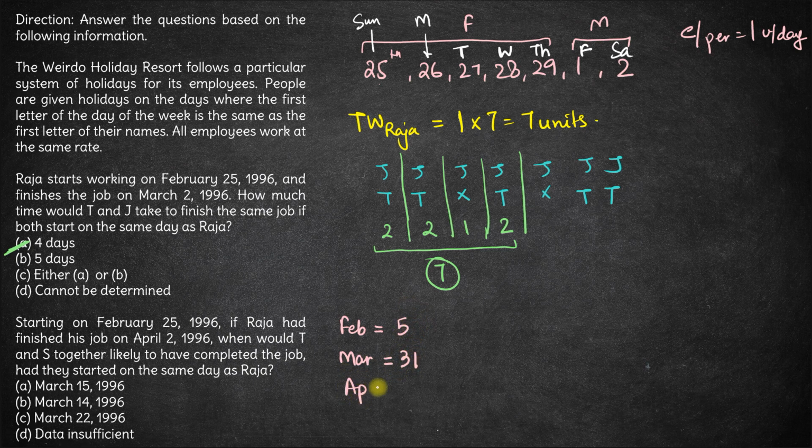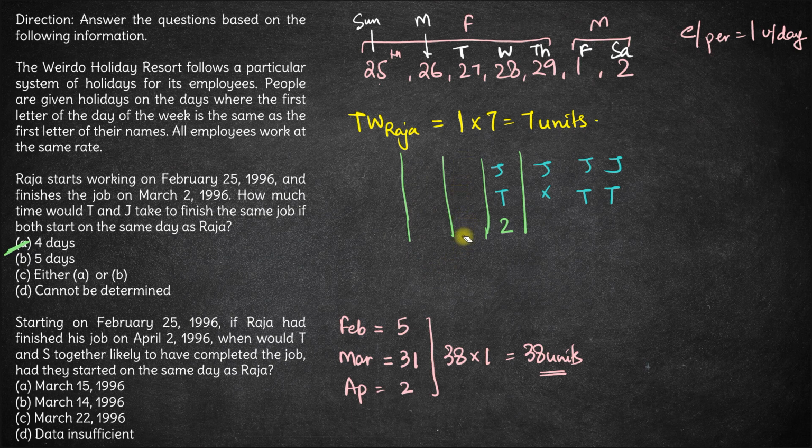And then in April, he works for 2 days. So Raja works for a total of 38 days at an efficiency of 1 unit per day. So the total work done will be 38 units by Raja. Raja completes 38 units. Okay. Now the question is, when would T and S together likely have completed the job had they started on the same day as Raja? Now we are talking about T and S, not T and J.